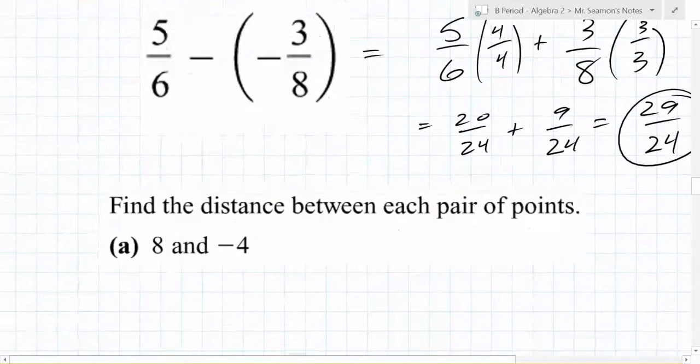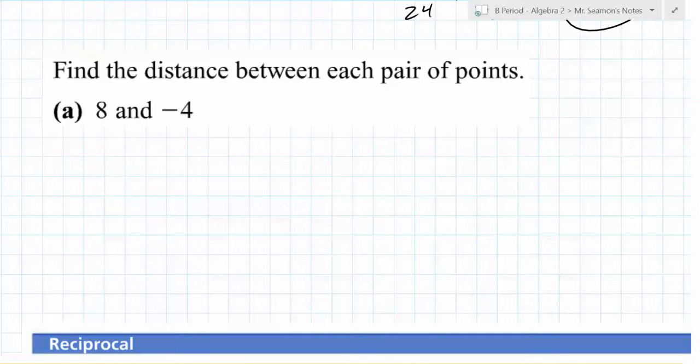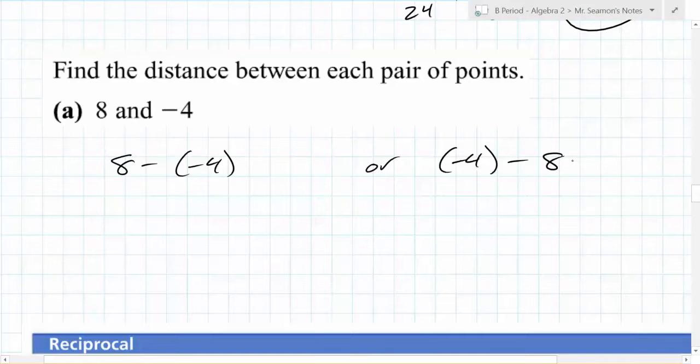It's fine. If I wanted to find the distance between pairs of points, or the distance between numbers, distance is always what? What is distance? Distance is always positive. So you can subtract them either way. You could do 8 minus negative 4 or negative 4 minus 8. But then what do you have to do to both of those quantities if you want to find the distance between 2 points? Give you a hint. Absolutely. Take the absolute value.